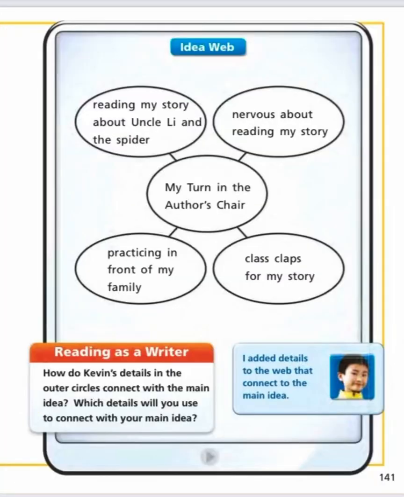Idea web. My turn in the author's chair. Reading my story about Uncle Lee and the spider. Nervous about reading my story. Practicing in front of my family. Class claps for my story. Reading as a writer. How do Kevin's details in the author circles connect with the main idea? Which details will you use to connect with your main idea? I added details to the web that connect to the main idea.